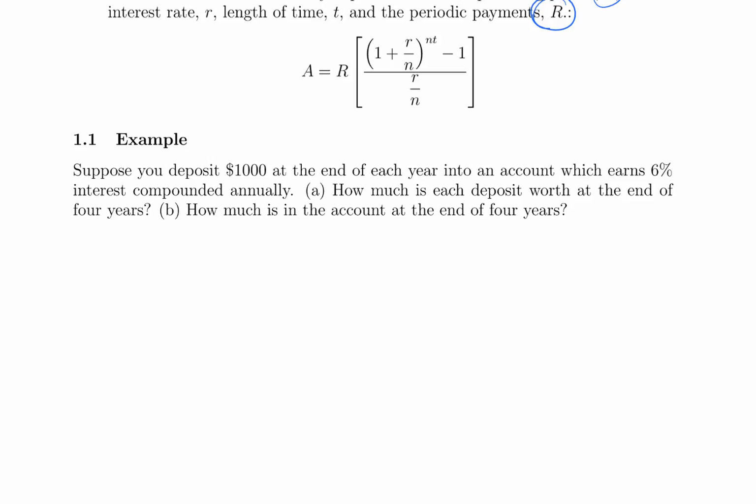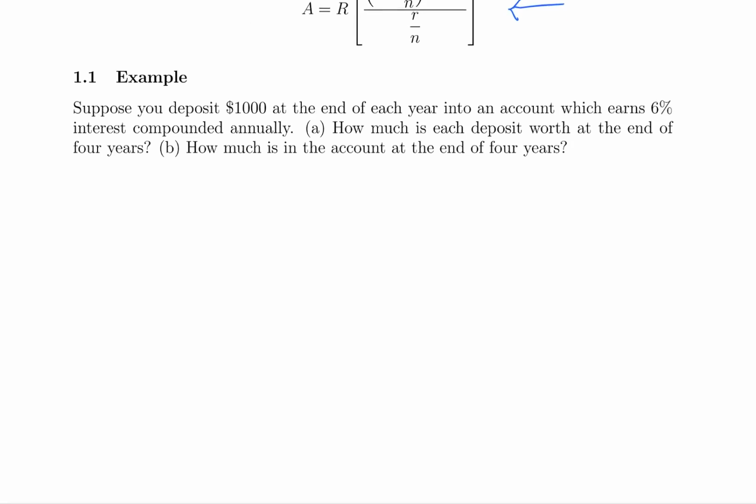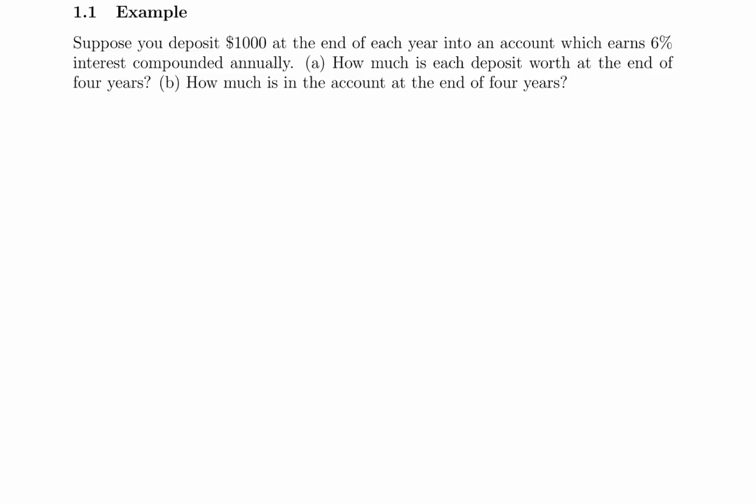So we're going to do this sort of the long way first. We will see how much each $1,000 deposit grew individually, and then we can add them up to get the total. Once we've done that, then we'll go ahead and use our new formula, and we should get the same answer. So first, how do we figure out how much each deposit is worth at the end of 4 years? Well, let's make a little bit of a chart, if you will.